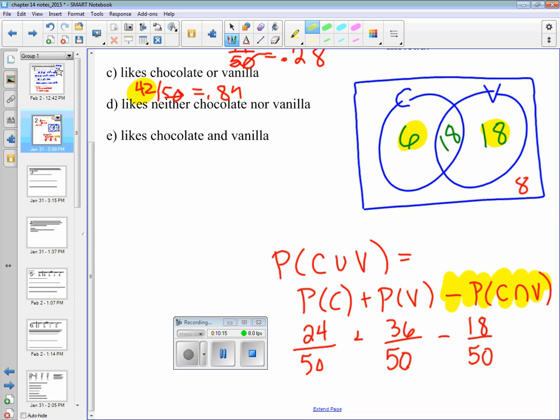What do you think about D? Likes neither chocolate nor vanilla. Look at it from a Venn diagram perspective. Neither chocolate nor vanilla. What number am I looking at? The 8. So it's going to be 8, and since we're looking for a probability, it is 8 divided by 50. And again, you can reduce that fraction.